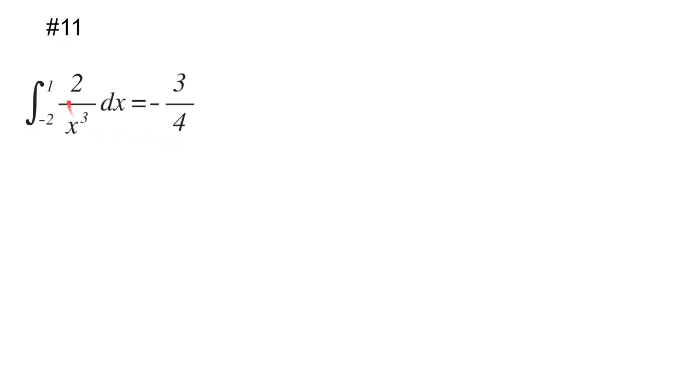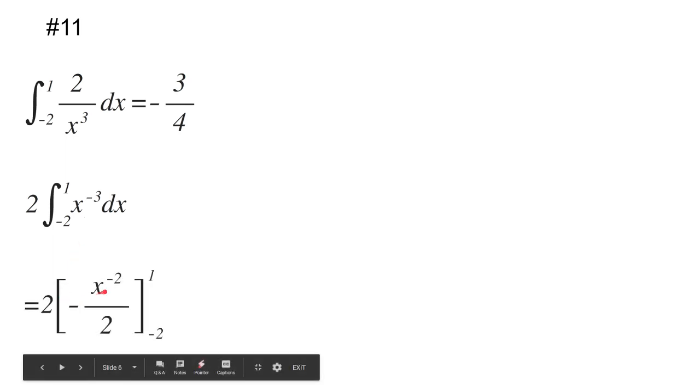I'm going to go ahead and pull the 2 out of the integral and also move the x cubed to the numerator. So I'm going to get 2 times the integral from negative 2 to 1 of x to the negative 3 dx. And this is just a simple power rule integration. So I'm going to get 2 times negative x to the negative 2 over 2 from negative 2 to 1.